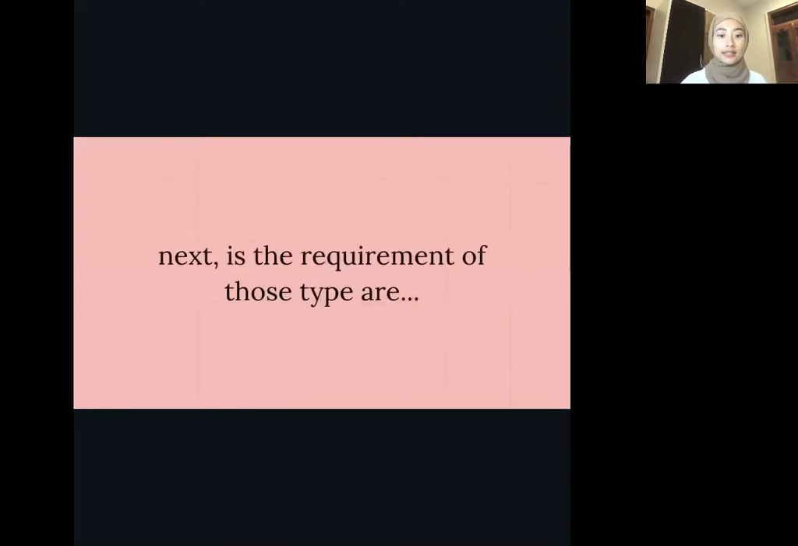The next is the requirements of those types. The requirements that make those actions valid are that the type of activities should be within the investment realm, the conduct should engage in commercial activities, and, importantly, the action should be done in Indonesian territory.